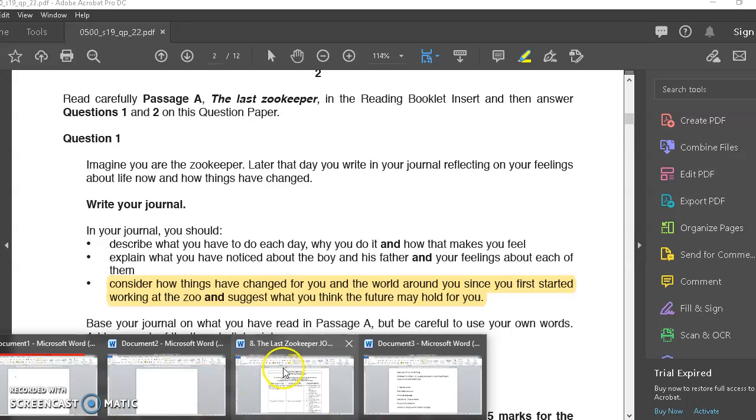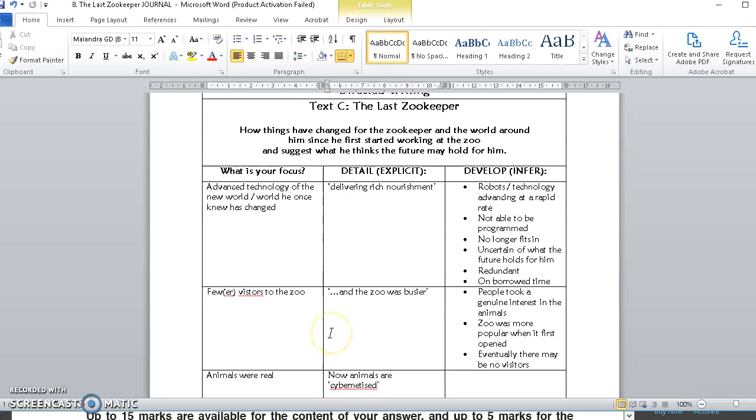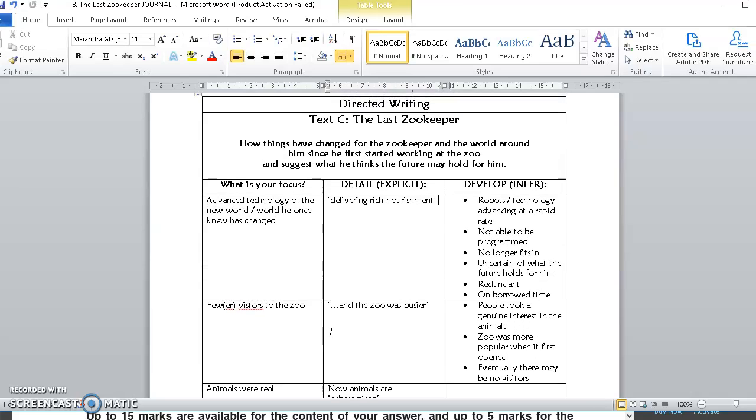Now, I encourage my students, certainly in the early days of looking at the directed writing questions, to produce something like this.